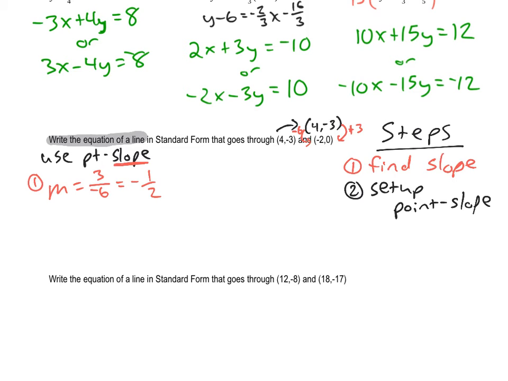So step 2, set up point slope. Y minus the given y value, whatever you choose, our slope outside times x minus the x value. Let's put the slope in there since we just did it. Negative 1/2 on the outside.